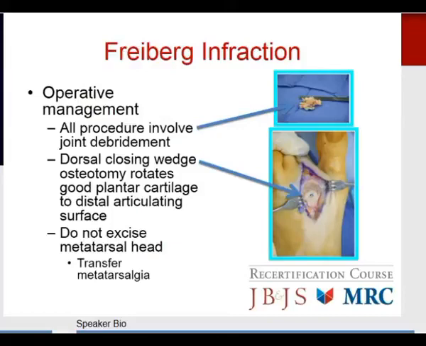We never excise the metatarsal head in isolation. In fact, in all of foot and ankle, never take out an isolated metatarsal head, because invariably you will create transfer metatarsalgia to those adjacent to it and then create subsequent pathology there as well. And that is Freiberg's infraction.